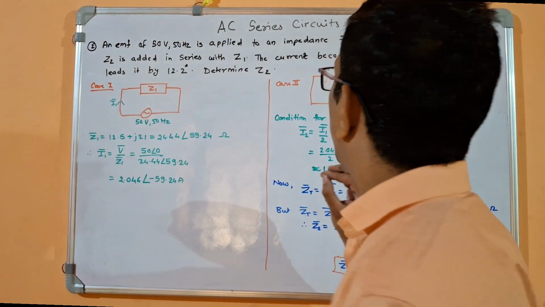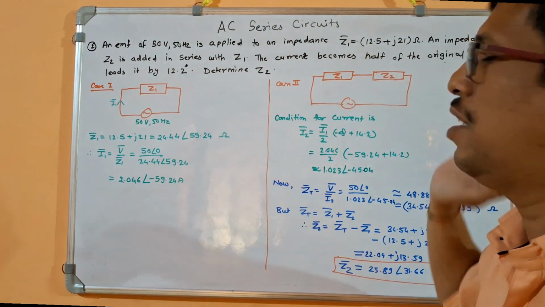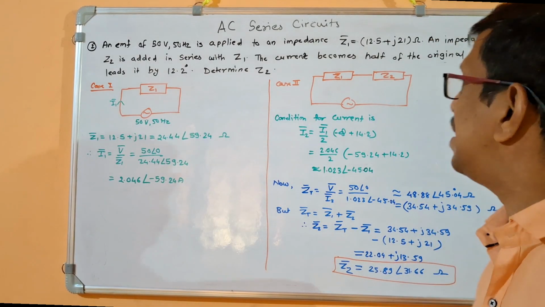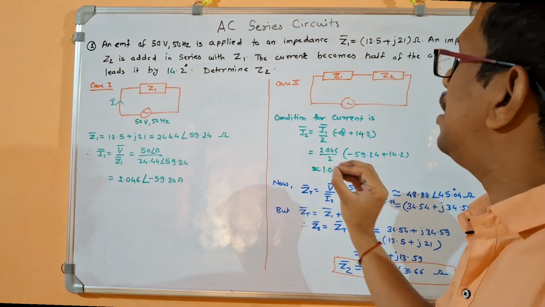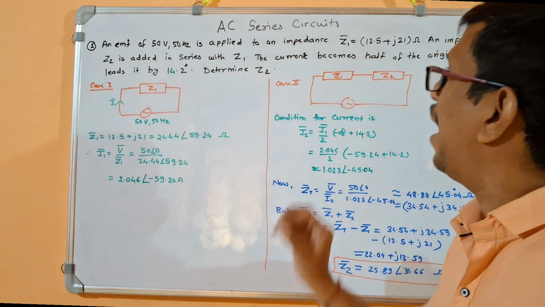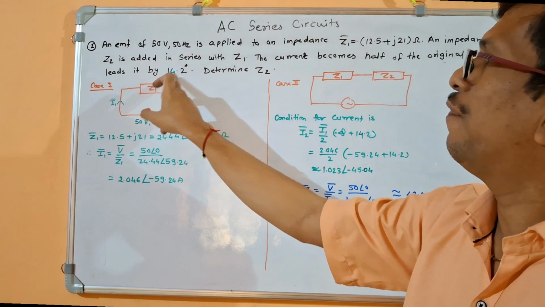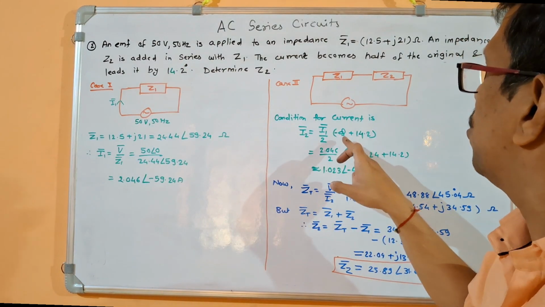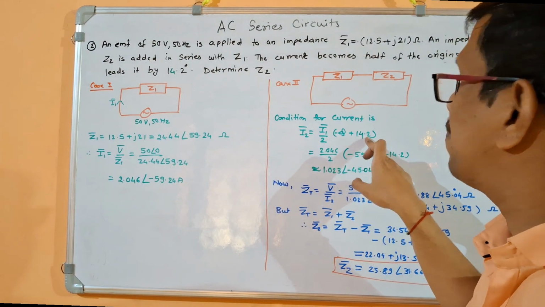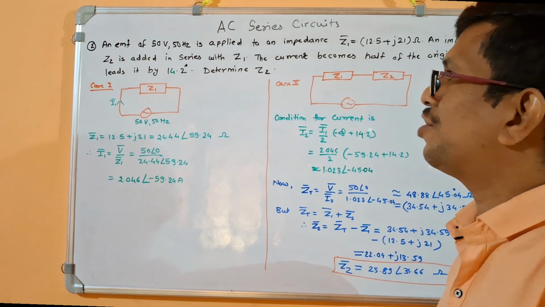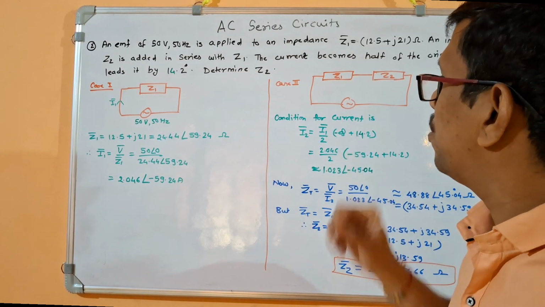In case 2 it is mentioned that Z2 is added in series with Z1. So Z1 and Z2 I am drawing in series. Apply it to the same voltage, 50 volt 50 hertz. The condition for current is given that current becomes half of the original and leads it by 14.2 degree. So here minus 59.24 which I have got, plus 14.2, that is the given condition, it leads by 14.2, so plus, and current magnitude becomes half.